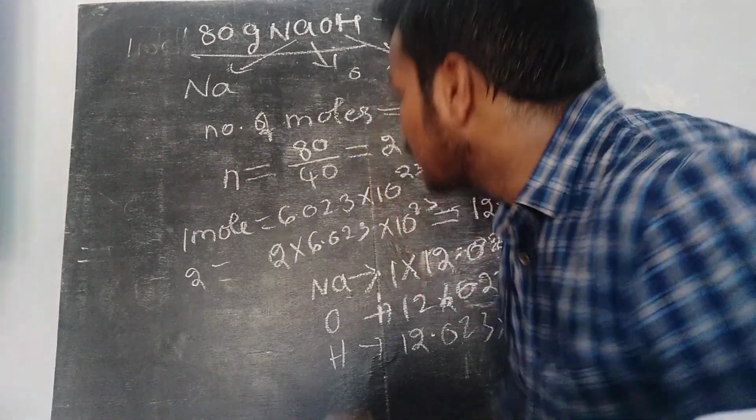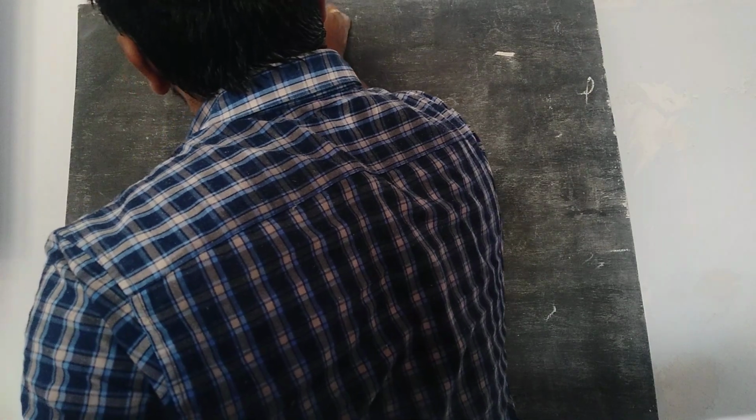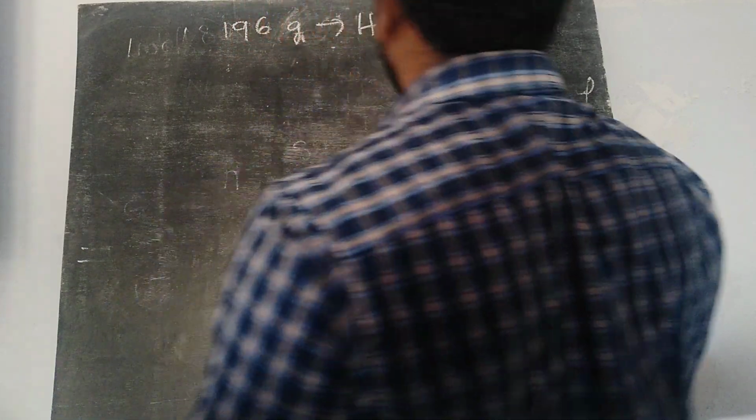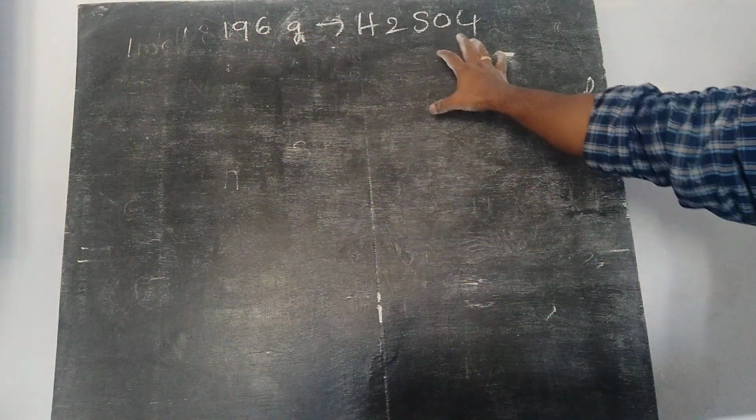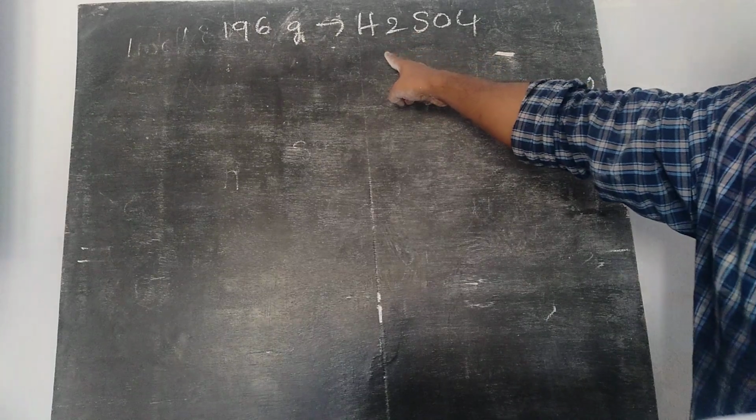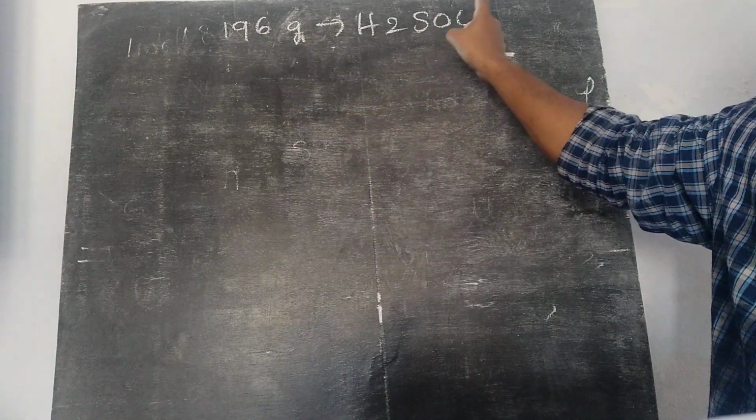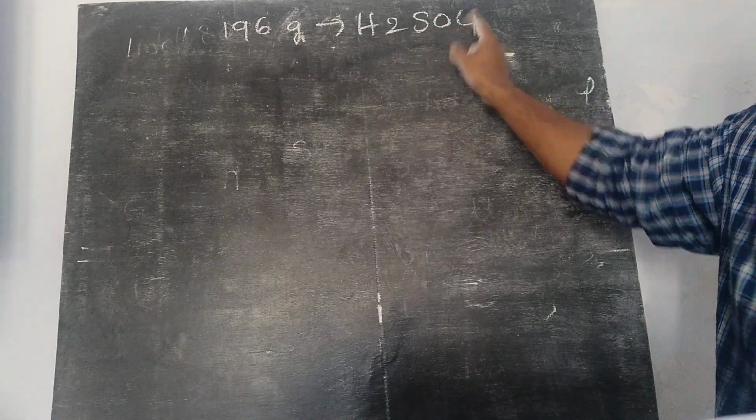So for that only I am giving another example. The question is: number of atoms in 196 grams of H2SO4. Same formula. See here, 196 grams of the H2SO4. How many hydrogens? 2 hydrogens. How many sulfur? 1 sulfur. How many oxygen? 4 oxygens are there.